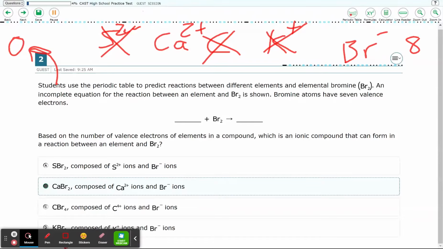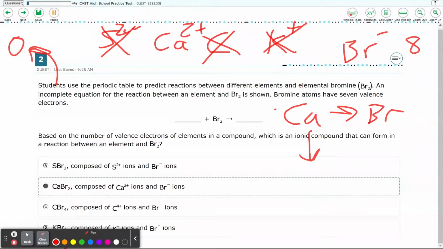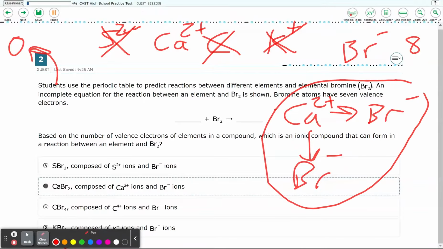So our correct answer will be Ca, because since the Ca wants to give away 2 electrons, the Ca can give 1 electron to this bromine and 1 electron to this bromine, making both of them Br minus, and the Ca becomes 2 plus like it likes to be. And therefore we get a balanced situation with 2 negative 1s and 1 positive 2 that balances out our charges. So B would be the correct answer here for that reason.